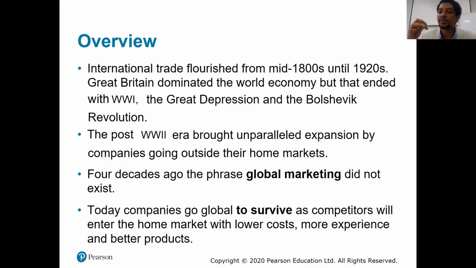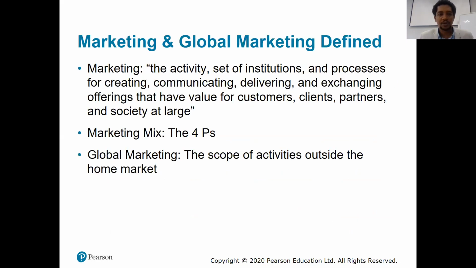If businesses want to survive, they have to consider their products and services as global marketers so that they can win over competitors. Okay, and this is the overview. Now, let's talk about what marketing is and what global marketing is. These two have to be differentiated. Okay, so there is single country marketing and there is global marketing.